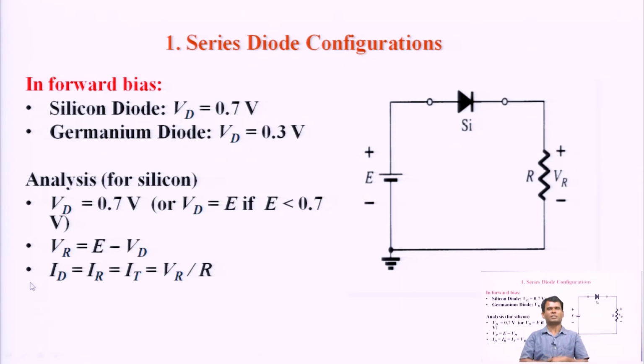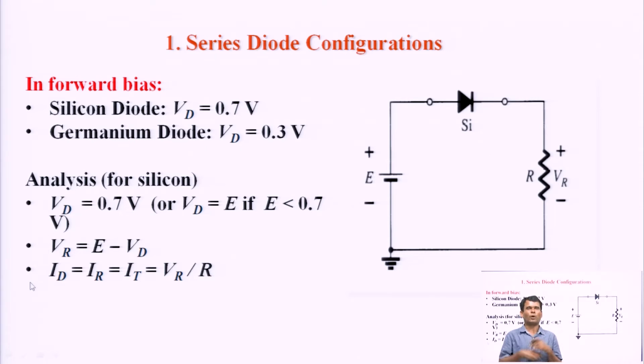In any diode circuit, first of all we should observe whether the diode is in forward bias or in reverse bias. If the diode is in forward bias, then the diode has to be replaced by a battery equal to the knee voltage, if the diode is taken as practical. If the diode is taken as ideal, then the forward bias diode will be replaced by a short circuit.